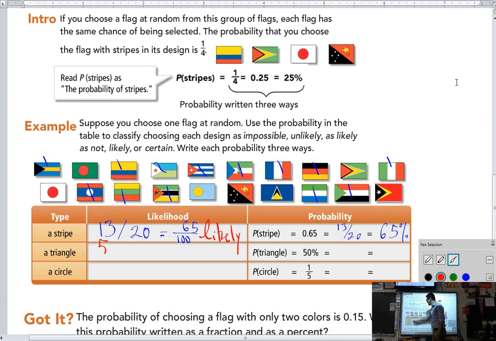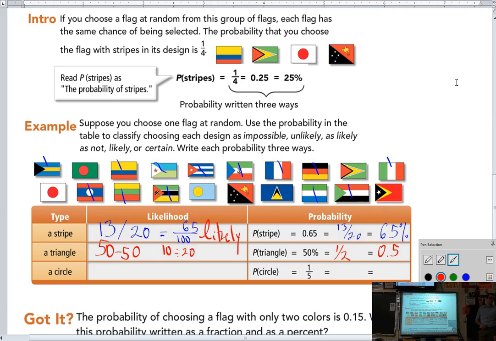Yeah, 50-50 or an even chance. So, there's 10 out of 20. They also show me my 50% over here. So, that could be 1/2 or 0.5, if I want to write that out in the other ways that we could write it. And probability of a circle is already given to us as 1/5.